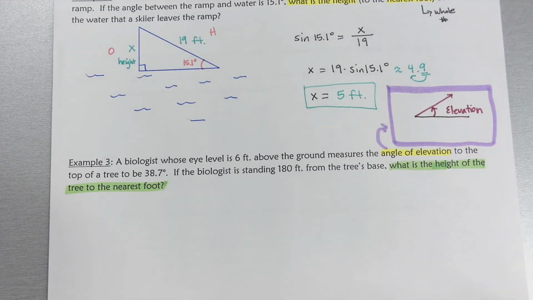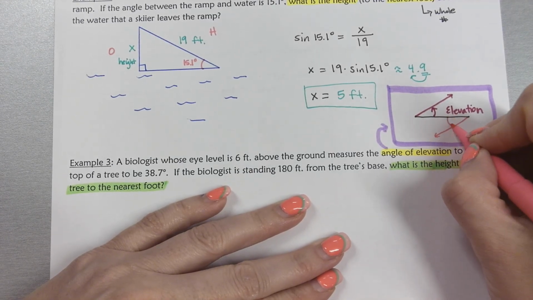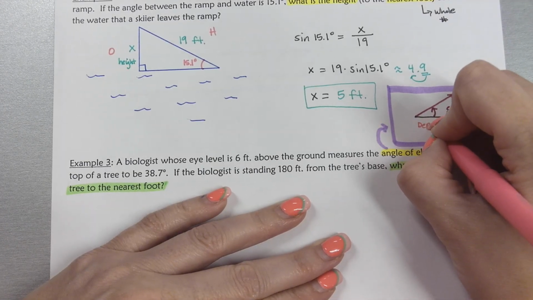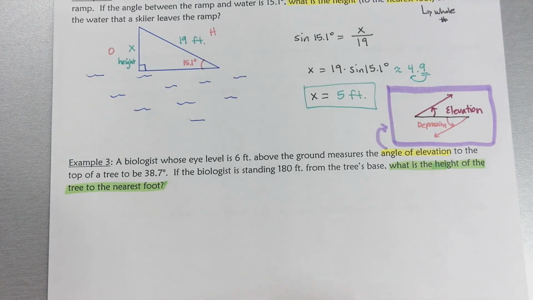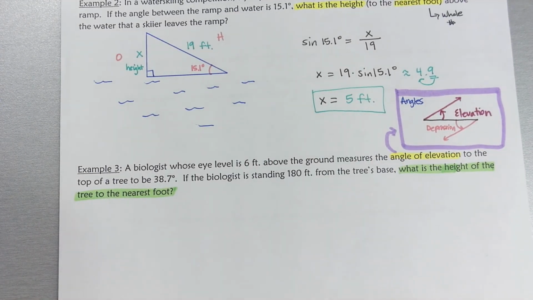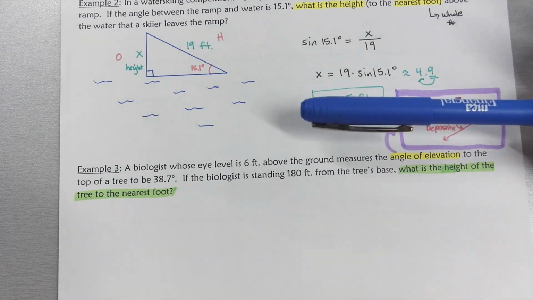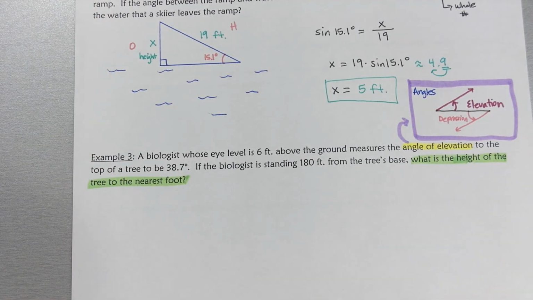Okay, and if you think about depression, I usually think about, oh, I'm feeling down, right? So if it's depression, you're going down from the horizontal. Okay, so the angle of elevation starts from the horizontal and goes up. Depression starts from the horizontal and goes down. Okay, so those are two things you will see in your assignment.